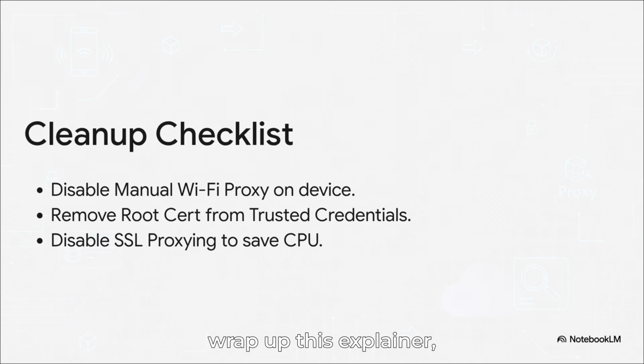Okay, before we wrap up this explainer, I have a massive public service announcement. Please remember your post-debugging cleanup. If you just yank your phone's cable from your computer but leave the manual Wi-Fi proxy enabled in your phone settings, your phone is going to endlessly search for Charles. You'll be walking around all day staring at confusing, no internet errors on your device. Always revert your Wi-Fi settings, turn off SSL proxying in Charles to save some CPU, and remove those test certificates.